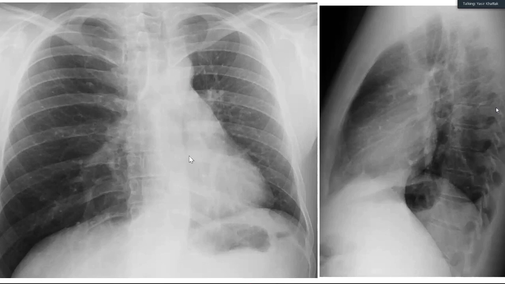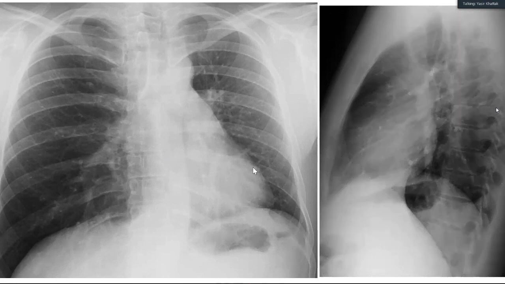Now, this is a very subtle finding, I agree, but there is an indirect sign of straightening of the heart border, of volume loss. So there must be some reason why the left lung in this patient is having volume loss. There is either an endobronchial lesion, or there is a compression, or there is something else, right? There is rotation of the cardiac silhouette, and there is a loss of concavity to the left heart border.